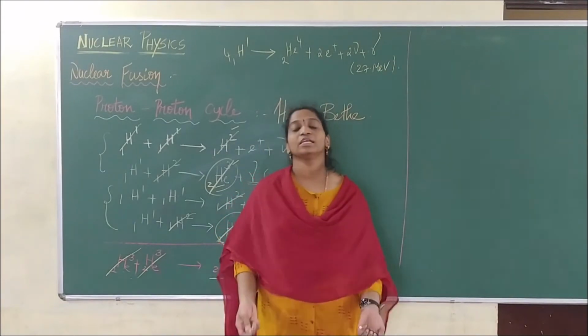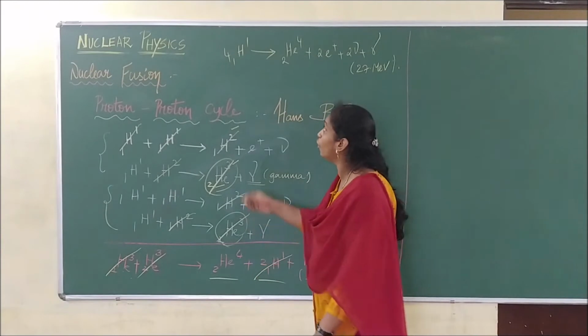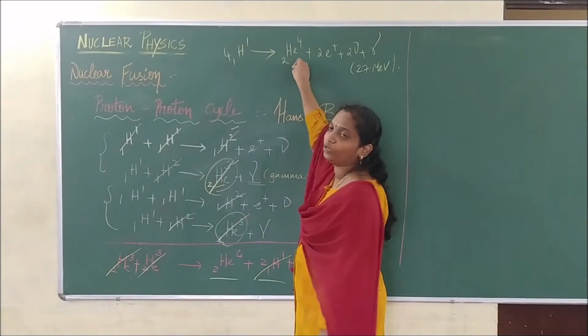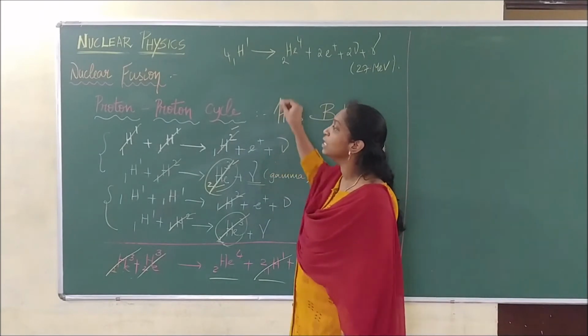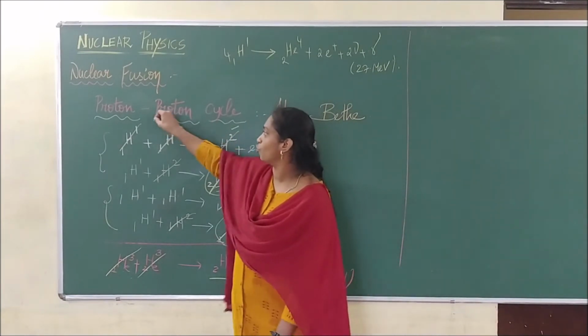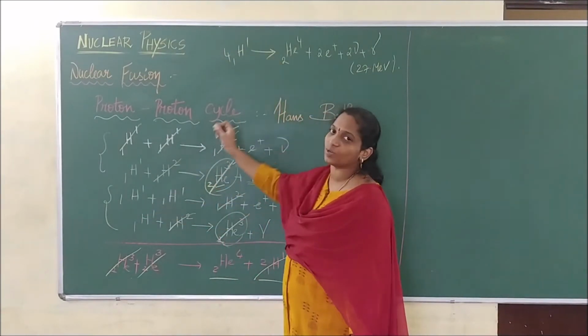Therefore, 4 protons have been needed. So 4 hydrogen atoms have been needed to get 1 helium nucleus in a nuclear fusion reaction which takes place in stars. So we call it the proton cycle. Why are we studying this? In order to have the final equations, we are studying it.